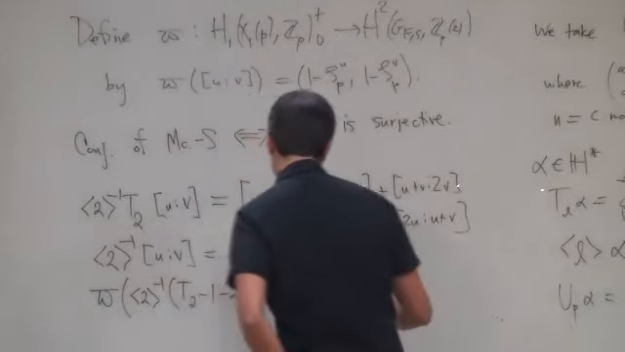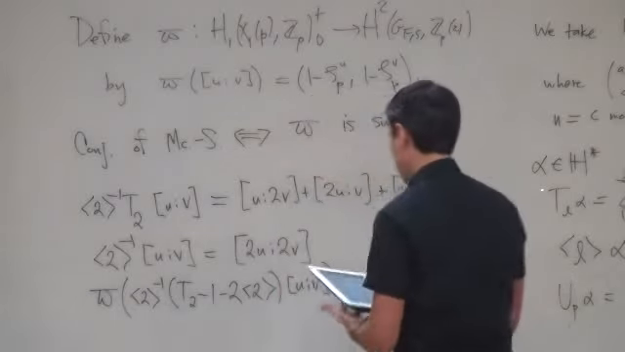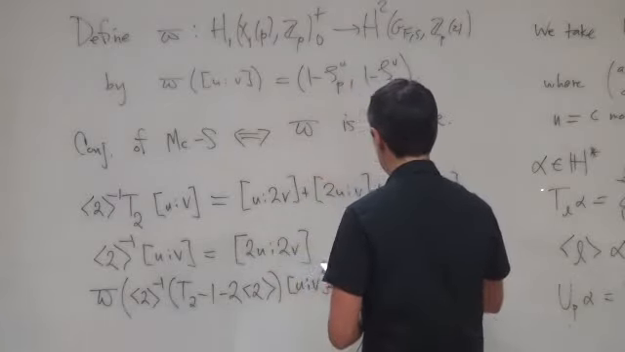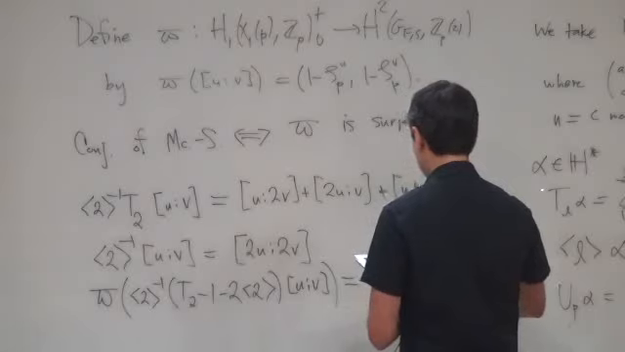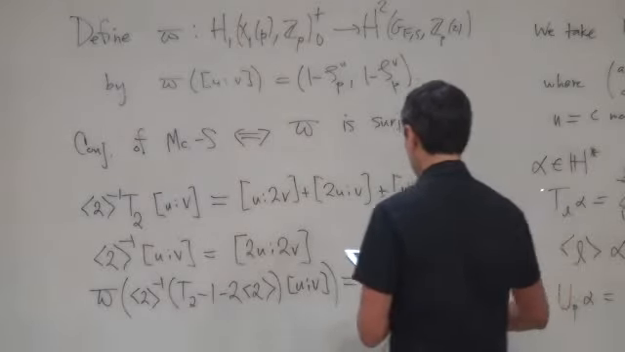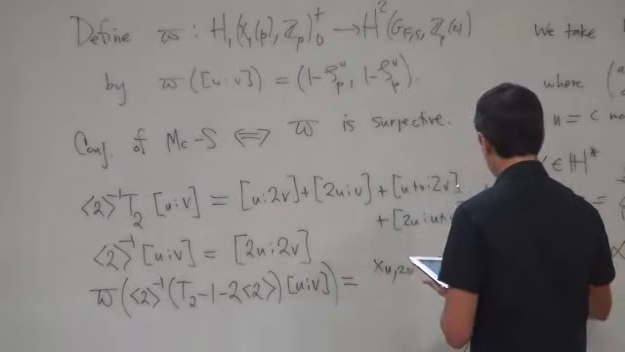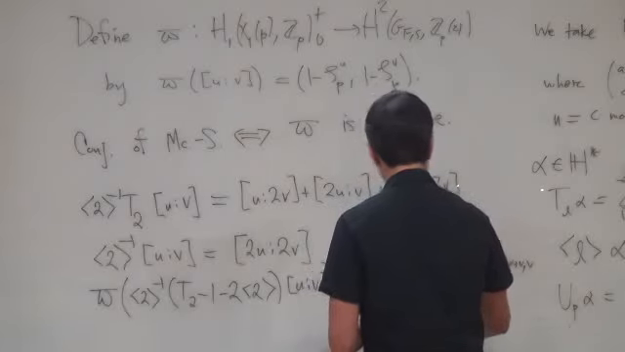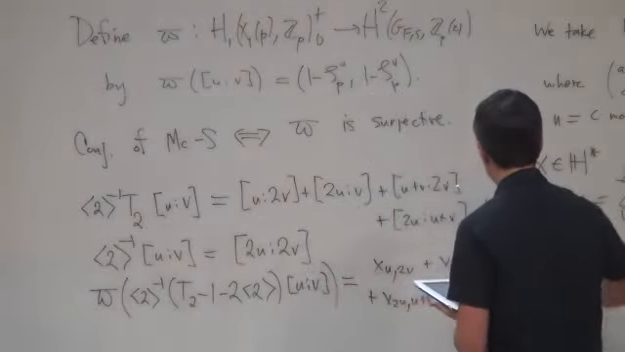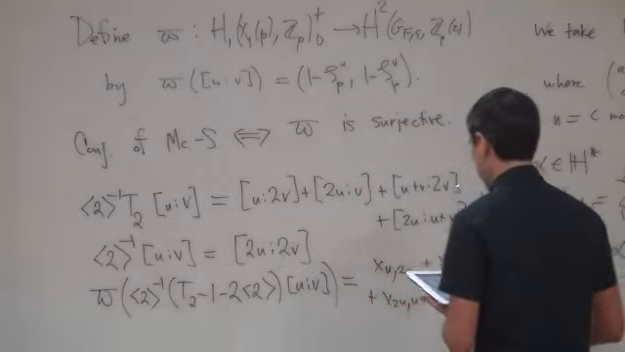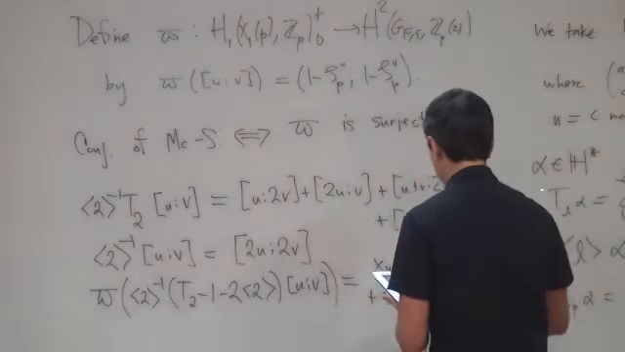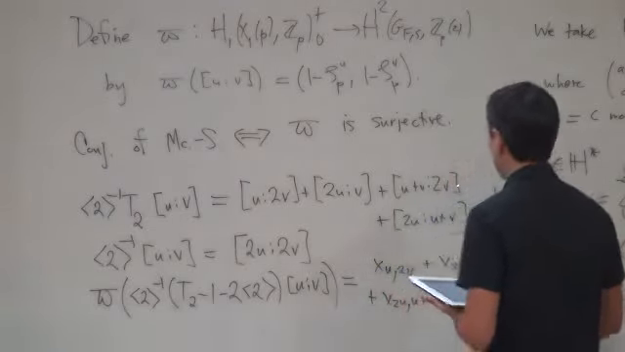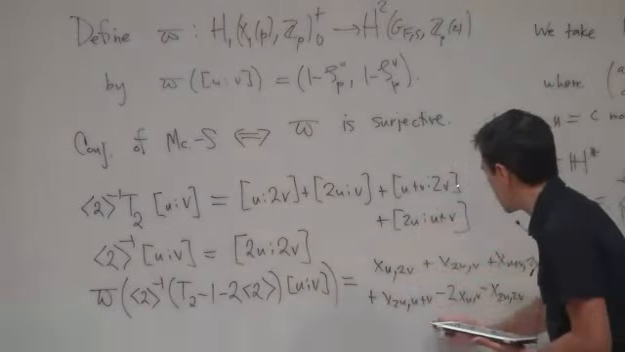then I get something which may or may not look familiar: x_{2u,v} plus x_{2v,u} plus x_{u+v,v} plus x_{2u,u+v} minus 2x_{u,v} minus x_{2u,2v}, which was what appeared in the third set of relations. So that's 0.